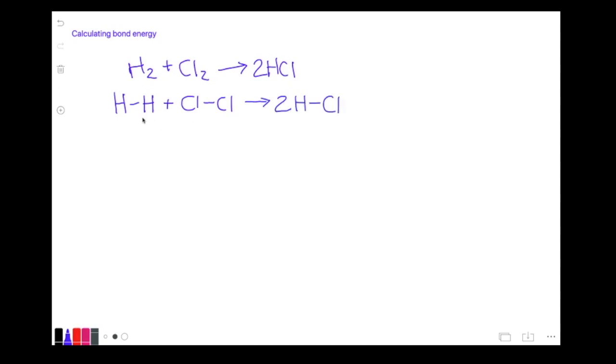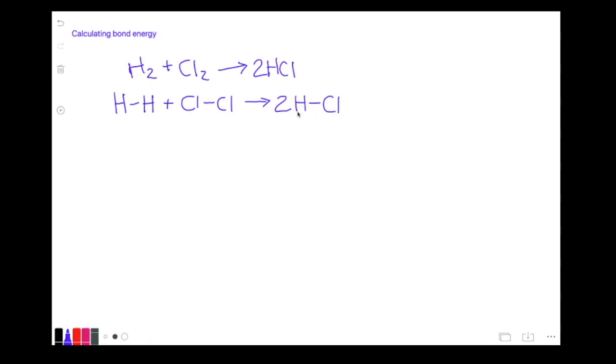On the left hand side, we have a bond in the hydrogen molecule and a bond between the atoms in the chlorine molecule. And that forms a hydrogen chloride molecule. So there's a bond between the hydrogen and chlorine, and we form two of that molecule.